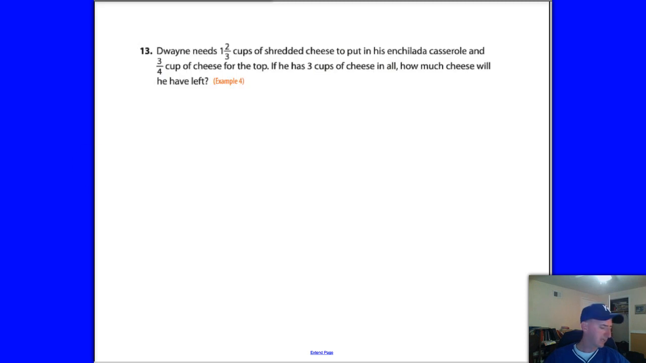And I want to take the last few minutes to talk about number 13, because we do need to begin looking at what this has to do with the world around us. And this is a sample question. Dwayne needs 1 2/3 cup of shredded cheese to put on his enchilada casserole. And he also needs 3/4 of a cup for the cheese on the top. He has 3 cups. Okay, so how much cheese will he have left over?